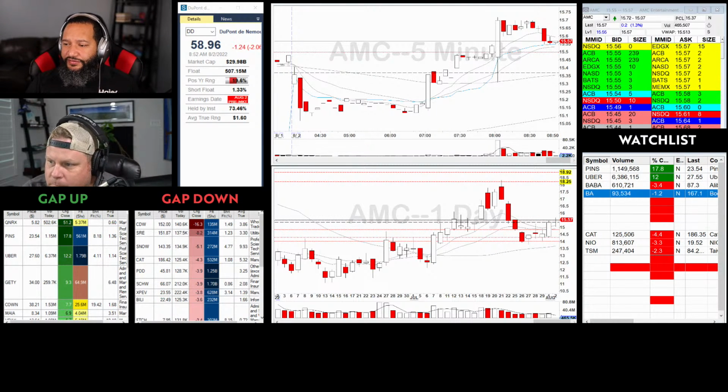But again, it's one of those stocks where you really gotta have the scanners ready to go. For the most part, it's low volume right now. It's just not looking too aggressive at the moment.